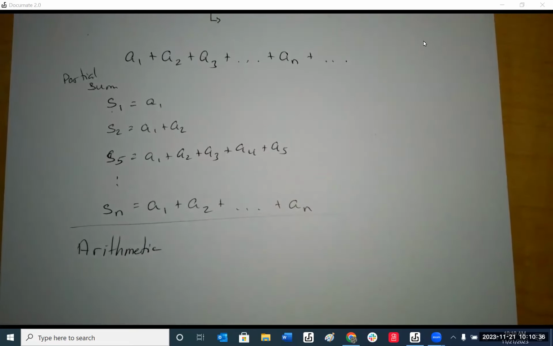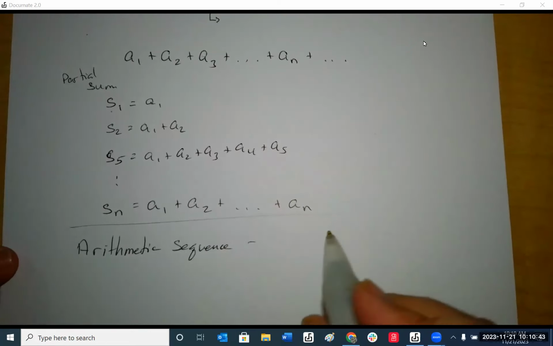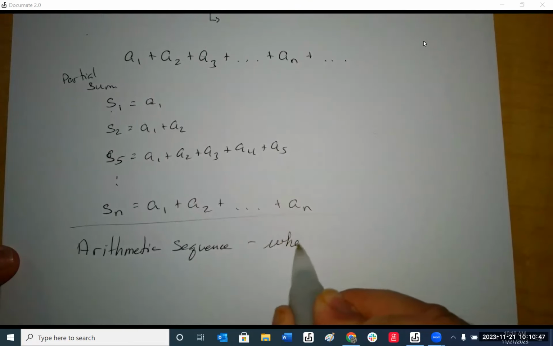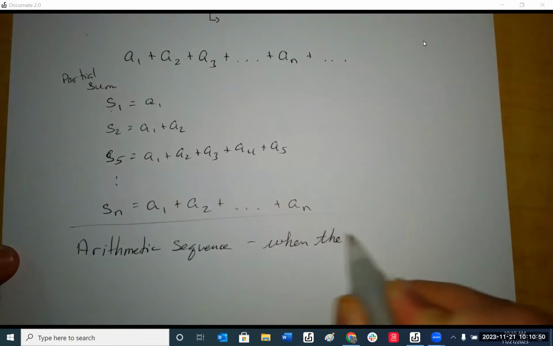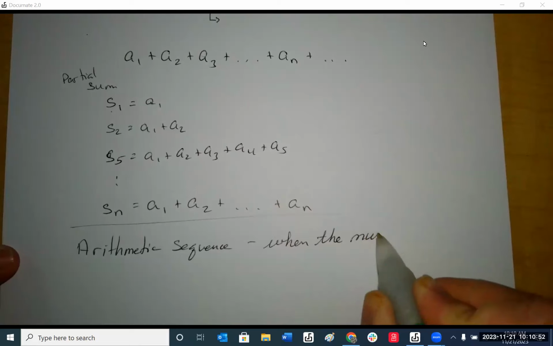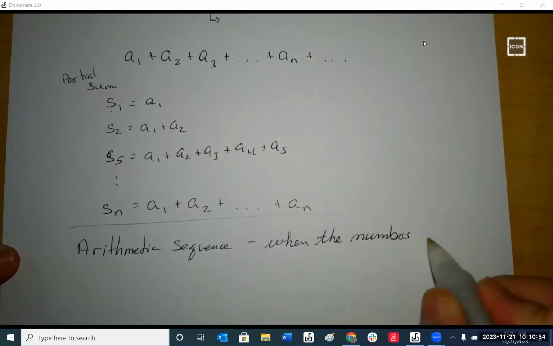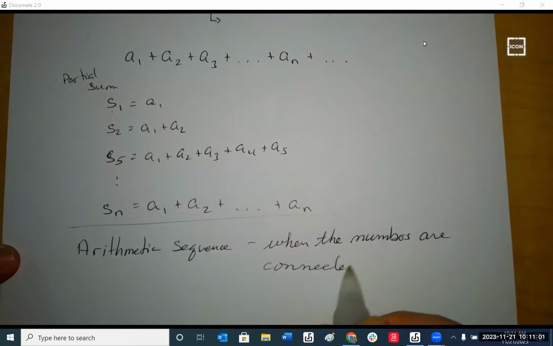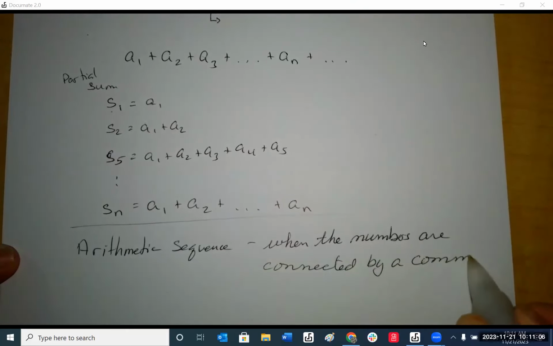We have arithmetic sequence or series. Arithmetic sequences are when the numbers are connected by a common difference.